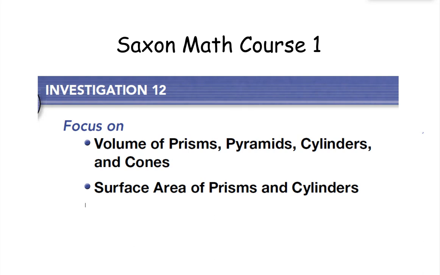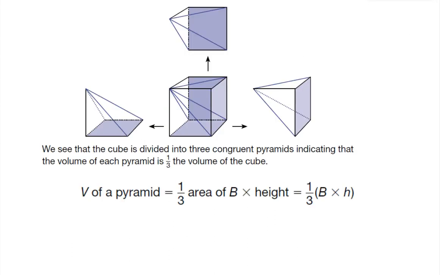Hello everyone, today's lesson is Investigation 12, volume of prisms, pyramids, cylinders, and cones, and the surface area of prisms and cylinders. So here you can see in this picture that a cube can be divided into three congruent pyramids. So this shows that a pyramid is 1/3 the volume of a cube. So to find the volume of a pyramid, we do 1/3 the area of the base times the height. Okay, so 1/3 base times height, basically.